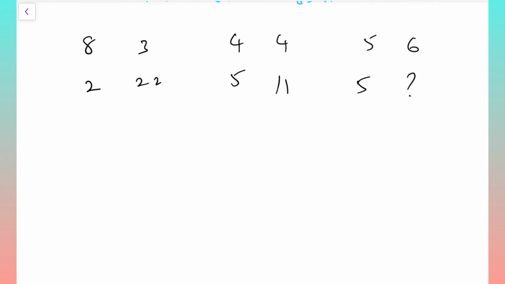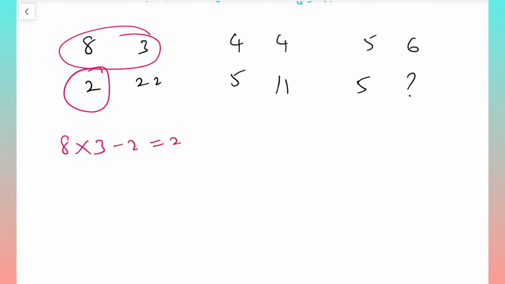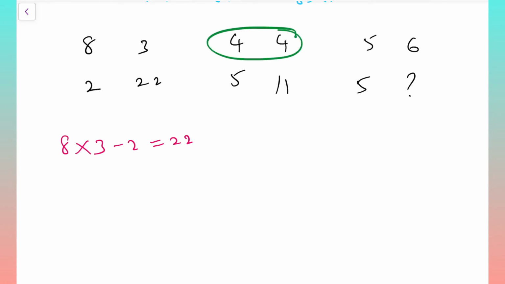Okay, here if you observe the first figure clearly, 8 3s are 24 minus 2, 22. So first I'll go with this logic. 8 3s are 24 minus 2, which we get the last number 22. Let us check if the same is applicable for the second figure also. 4 4s are 16 minus 5. It is 11, of course the last number. So this is the correct logic.